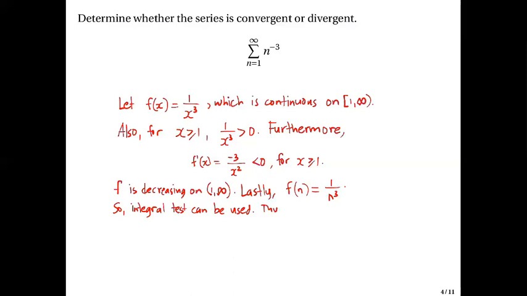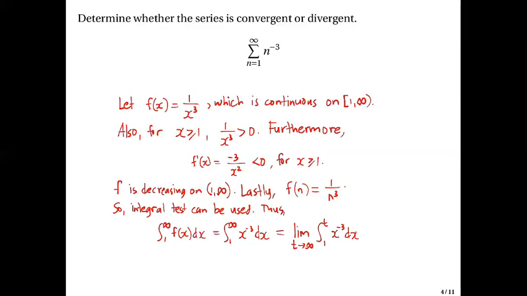Thus, we have the following. We want to integrate from 1 up to plus infinity f of x dx. But this is just the integral from 1 to plus infinity of x raised to negative 3 dx. And by definition, this is the limit as t approaches plus infinity of the integral from 1 to t of x raised to negative 3 dx.